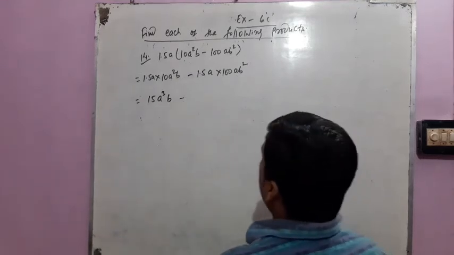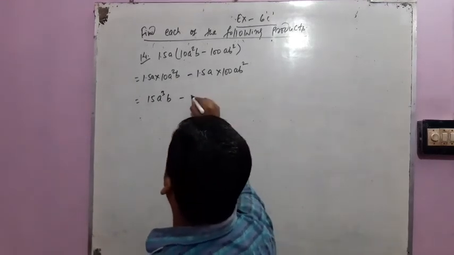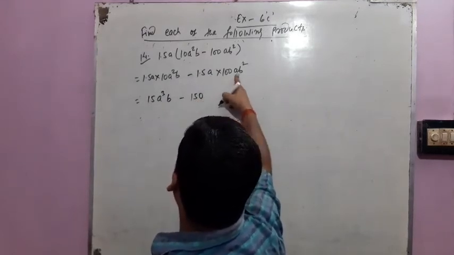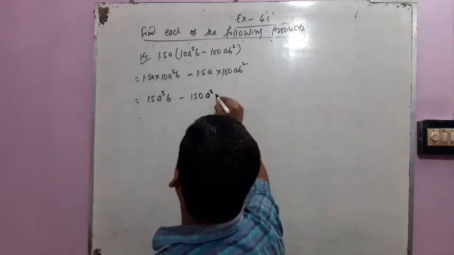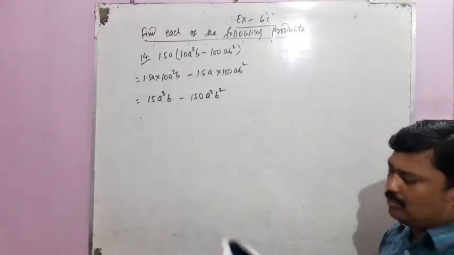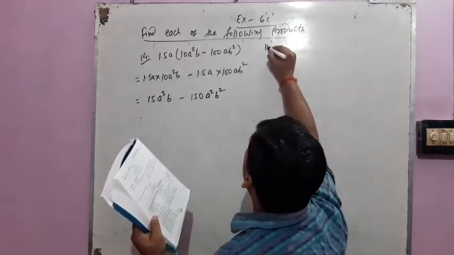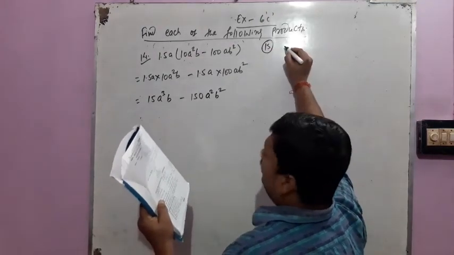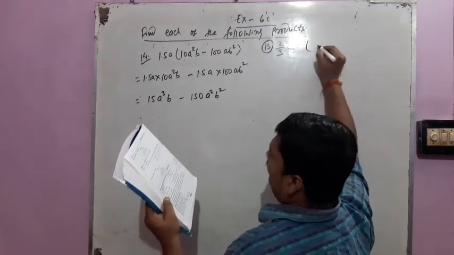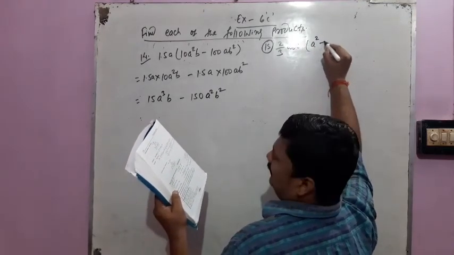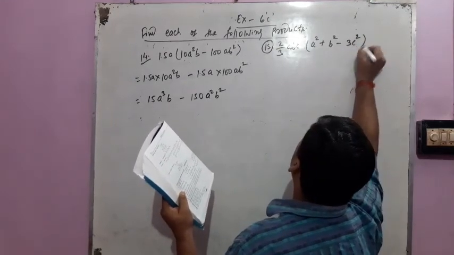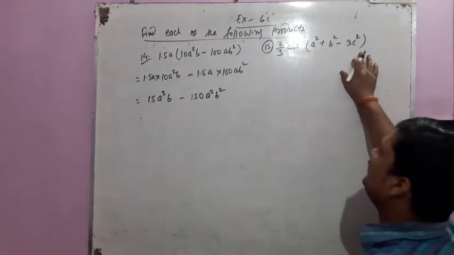Here we have to multiply 1.5 with 100, the product will be 150. Again add the exponents of A, 1 plus 1, A square, and here B square. Okay, students? Very simple. Look at the last question of this, question number 15. 2 by 3 ABC we have to multiply with, here it is not a binomial, here it is a trinomial. Okay, this one is a trinomial.